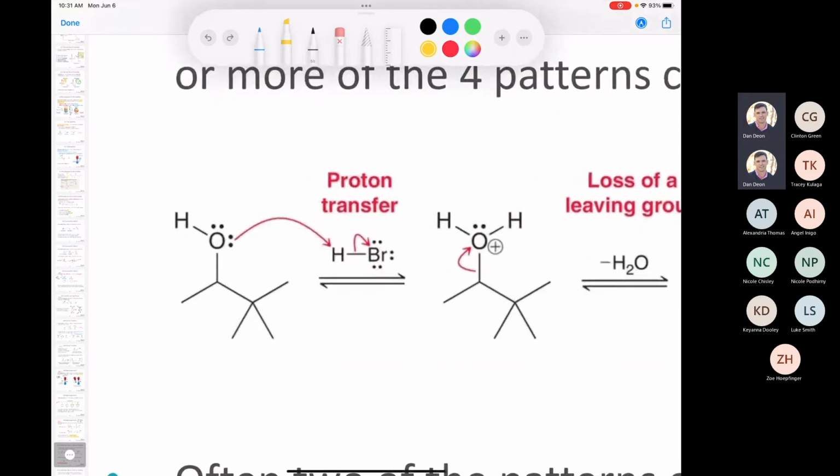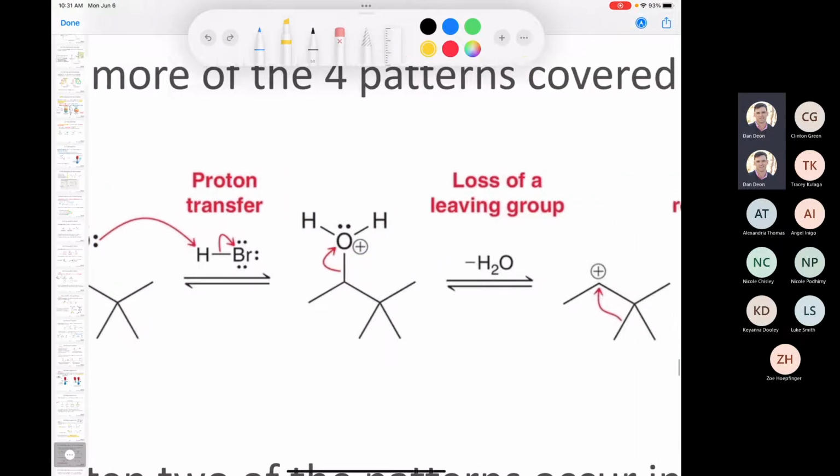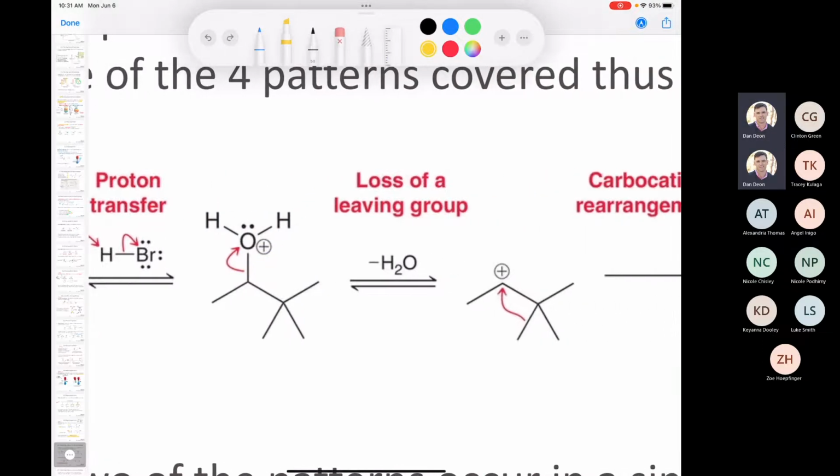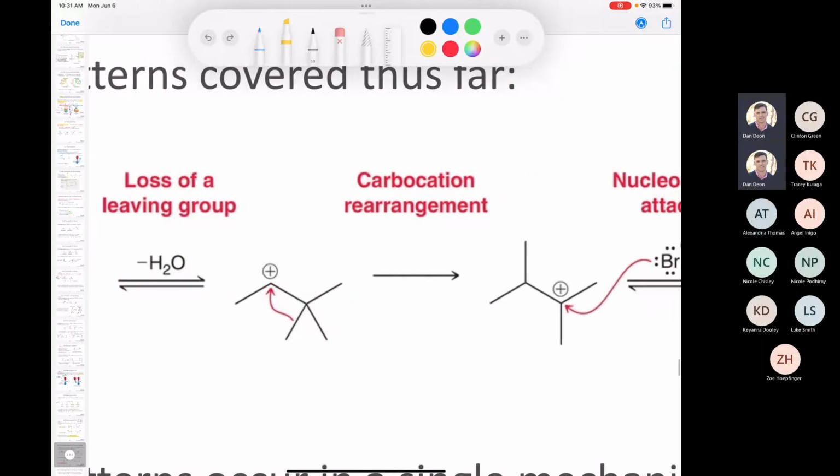The first thing that's happening is the transfer of a proton. The hydroxyl is gaining a proton. Then we end up losing a leaving group. The leaving group just goes away. We lose water as our leaving group. We have a secondary carbocation here, which undergoes a carbocation rearrangement, and this one happens to be a methyl shift.